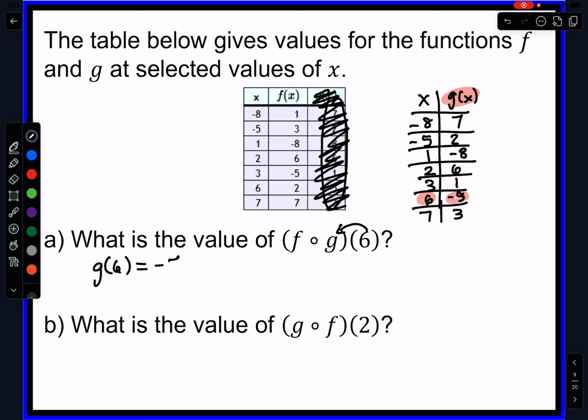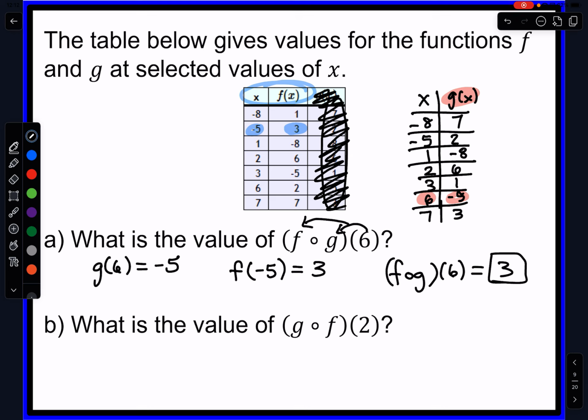So this equals -5. And now what we're going to do is get that answer of -5 and plug that into f. So we're going to look at f and see what the y value is when x is -5. Our table for f is this one right here in blue. The x value of -5 gives us an output value of 3. And since that's equal to 3, then that's the composition. So the fog of x when x is 6 is 3.